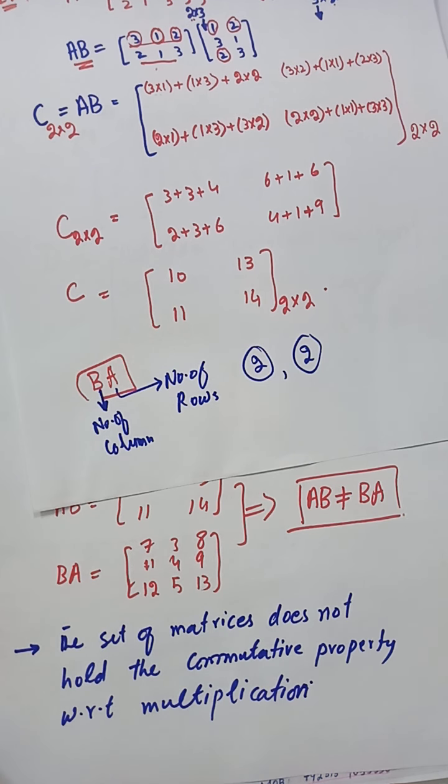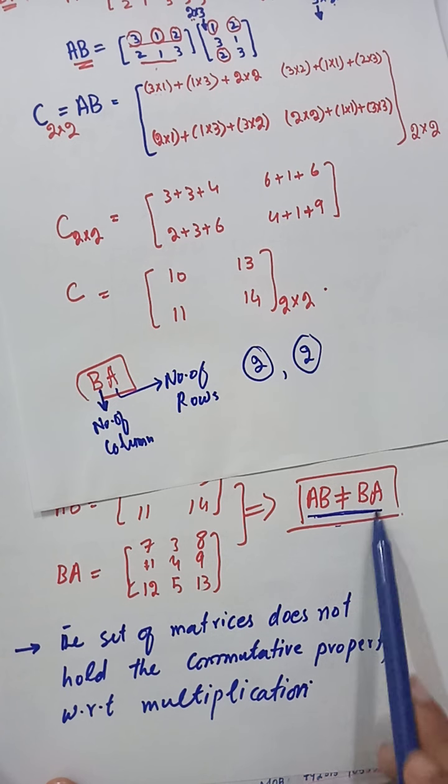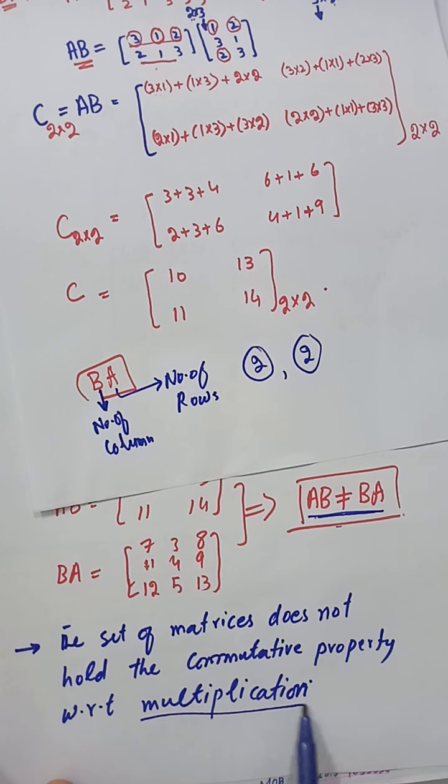You cannot say that the product of every two matrices is commutable, meaning that if you multiply A with B or B with A, you will get the same result. No, in case of matrices this is not true. In case of real numbers and complex numbers, that is true, but for matrices the commutative property with respect to multiplication is not true. With respect to addition it is true. So this is an important point.